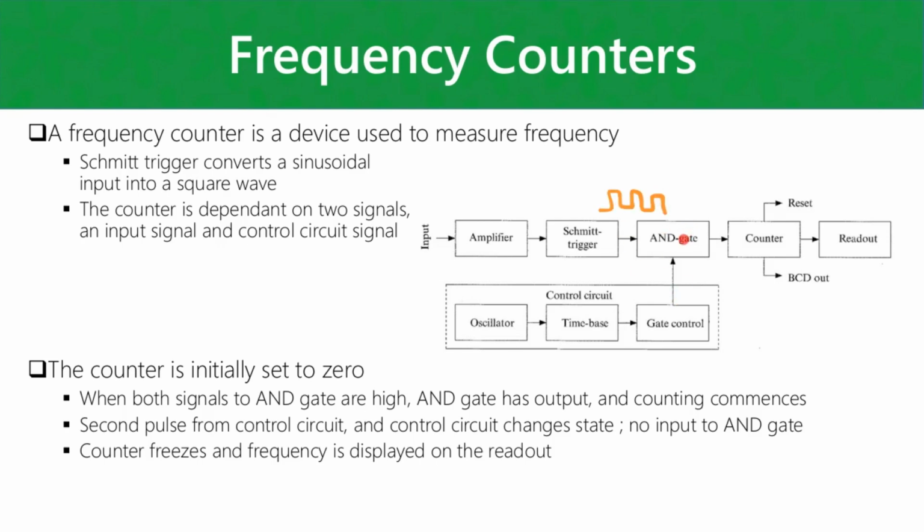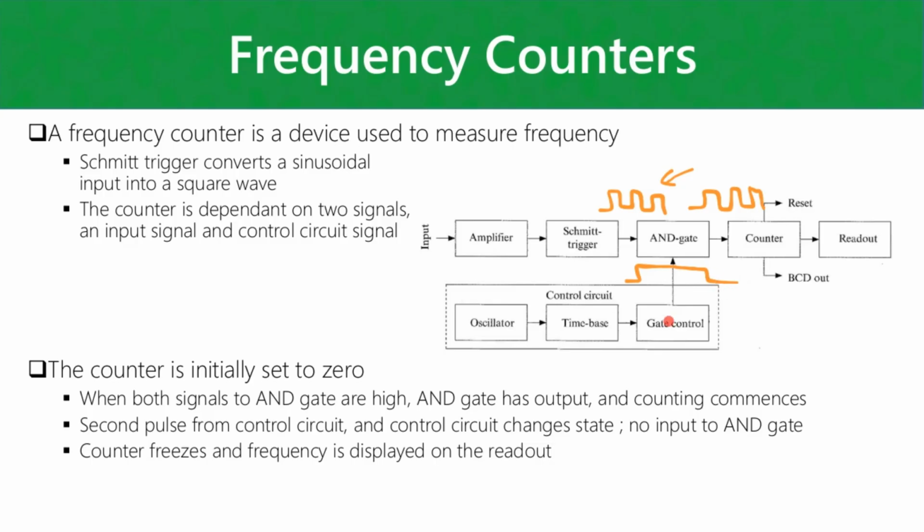You're going to have an AND gate, and then you're going to have your control circuit with a time base and a gate control. Your control circuit is going to give you a pulse with a fixed time period. The AND gate is now going to output these pulses within this time period from your control circuit. And based on how many pulses you get within one control circuit pulse, that's then going to be counted. That's then going to give you a frequency readout, right?